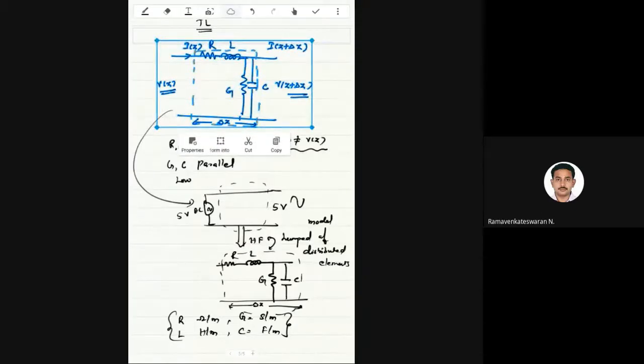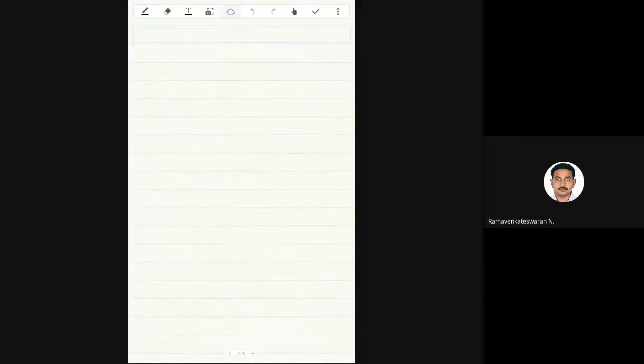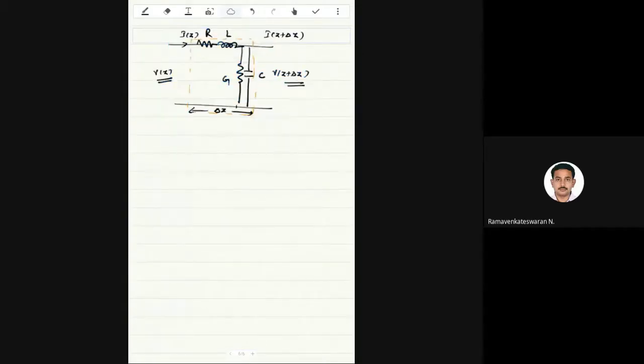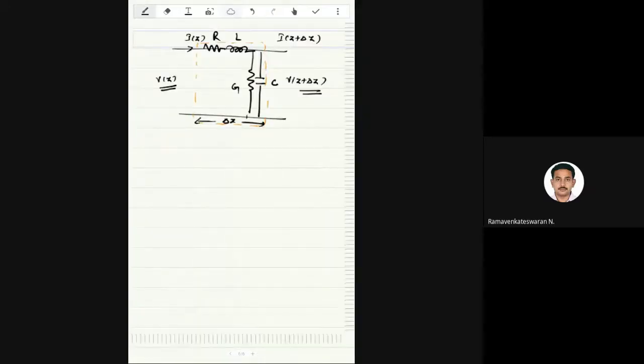Once I model this, I'm going to take this as it is and start my analysis. What analysis am I going to do? Generally I'm going to equate the input and output voltage and current using Kirchhoff's voltage law and Kirchhoff's current law.